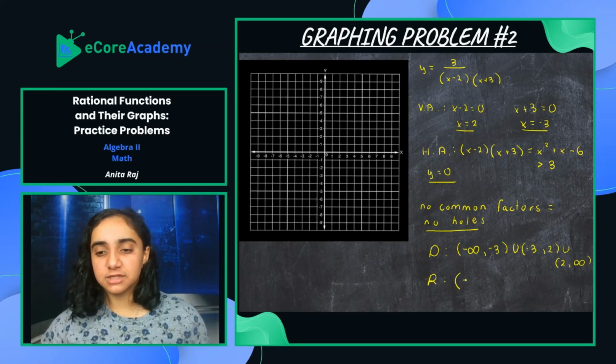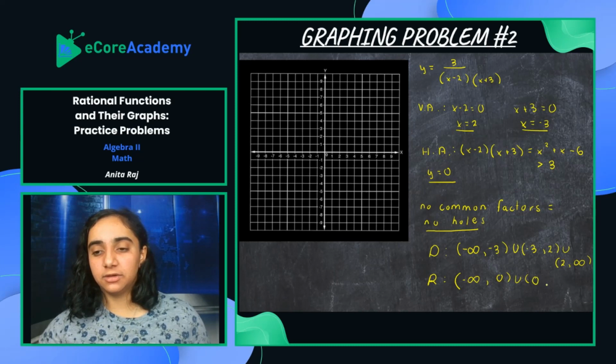For the range, we have only one discontinuity at y equals 0. So it's going to be the same as the last problem. We're going to continue from negative infinity to 0. Then we're going to have a union because there's a horizontal asymptote at y equals 0. And then we're going to continue to infinity.